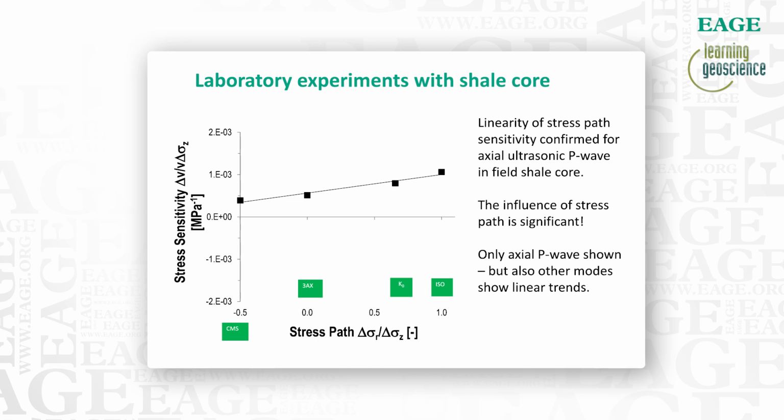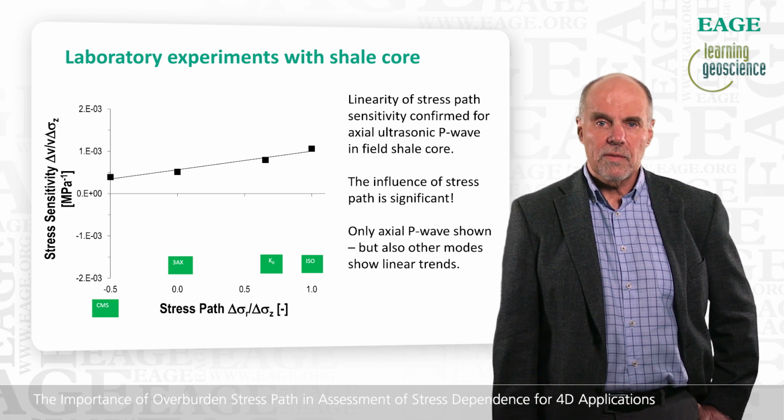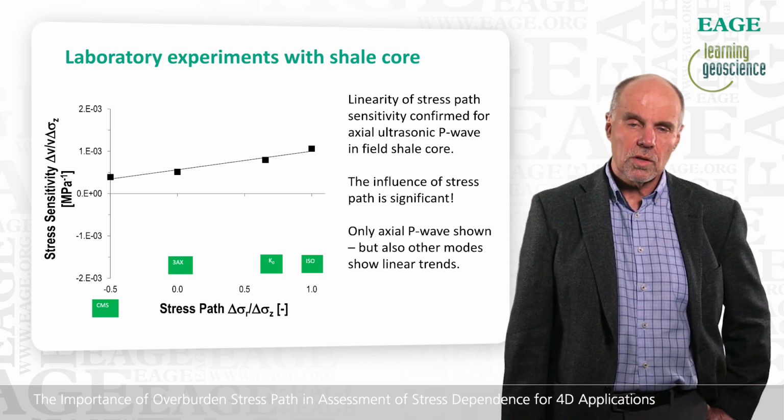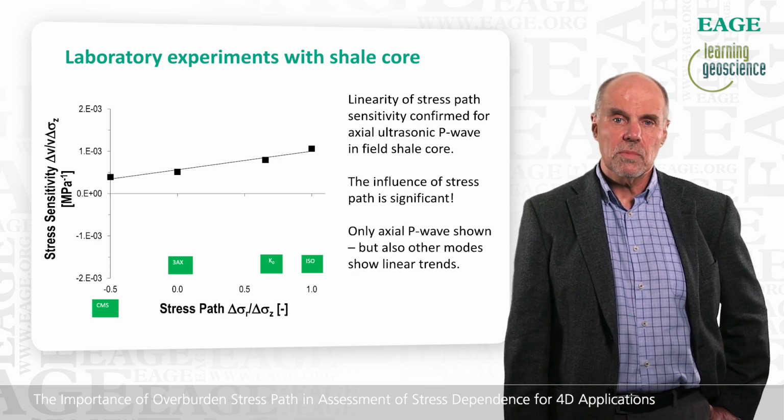So this slide shows the most important result of this presentation. It shows the stress sensitivity of the vertical P wave velocity as a function of stress path. And as you see, the 4 points are approximately well confined to a straight line, so I think we can agree that the linearity of stress path sensitivity was confirmed for this field shale core. The influence of stress path is significant. The change when you go from the constant mean stress to the left to the isostatic stress path to the right is a factor of 2 or slightly more than that. This shows only the axial P wave. I could have showed you S waves or horizontal P waves, but they all show very similar linear trends.